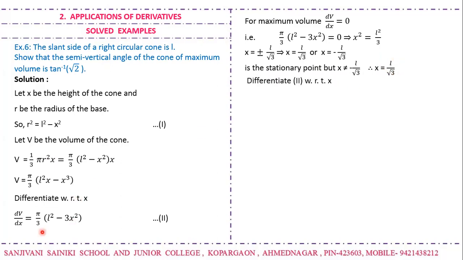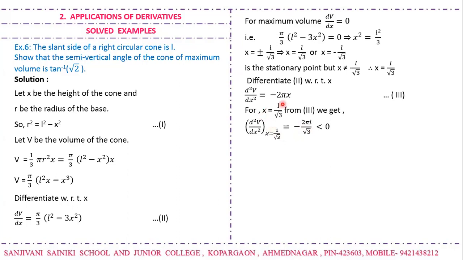So differentiate this second equation again with respect to x. You will obtain d2V by dx square is equal to minus 2 pi x. So for this value of x, x is equal to L by root 3, the second derivative is less than 0, which is negative, and all the other quantities are positive. So for x is equal to L upon root 3, the given function will have maximum value. So volume of the cone is maximum when the height of the cone is L upon root 3.